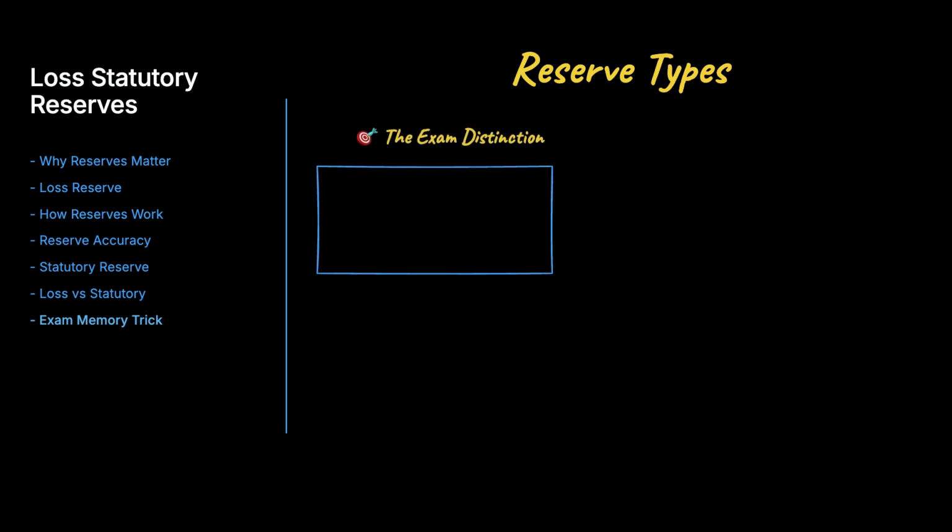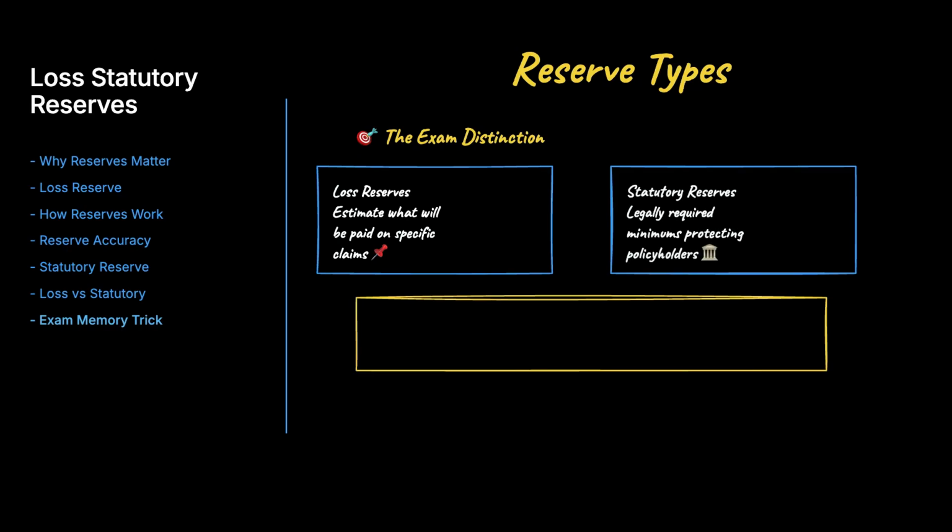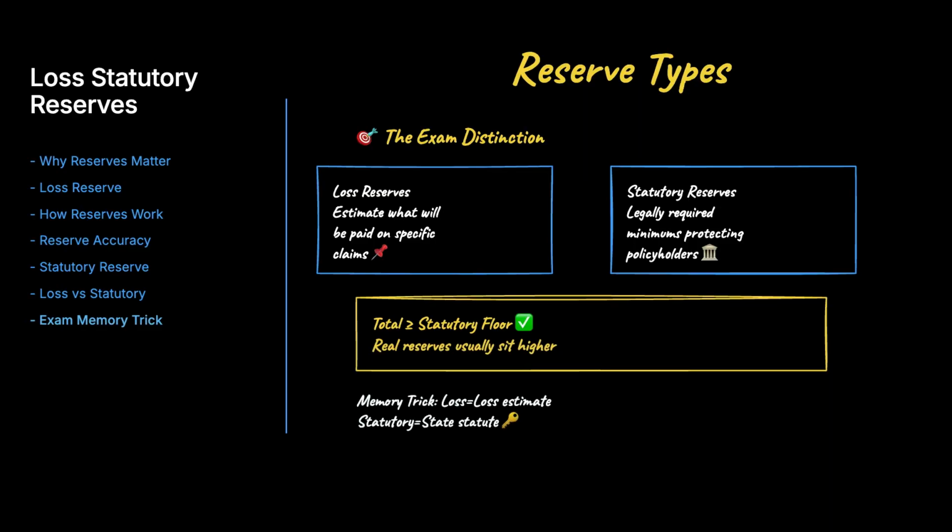Let me hand you the clean exam distinction. Loss reserves estimate what will be paid on specific claims. Statutory reserves are legally required minimums that protect policyholders. Total reserves must at least equal that statutory floor, though real reserves usually sit higher. My memory trick: loss reserve, loss estimate; statutory reserve, state statute.